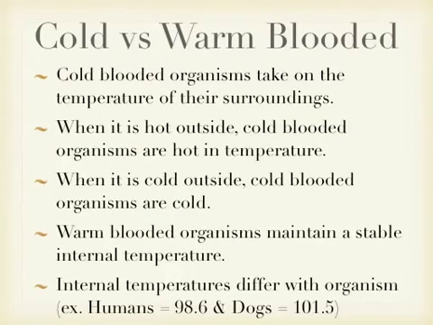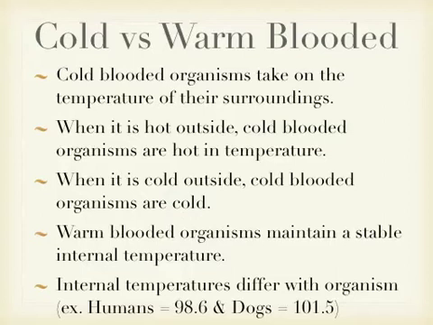Cold versus warm-blooded. Cold-blooded organisms take on the temperature of their surroundings. When it's hot outside, cold-blooded organisms are hot in temperature. If it's 100 degrees outside, a snake is going to be 100 degrees in temperature. When it's cold outside, cold-blooded organisms are cold. So when it's 0 degrees out, that snake is 0 degrees.